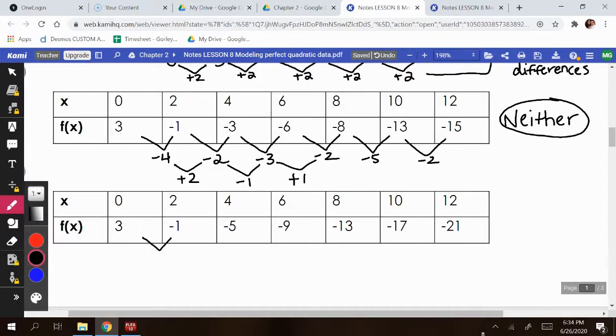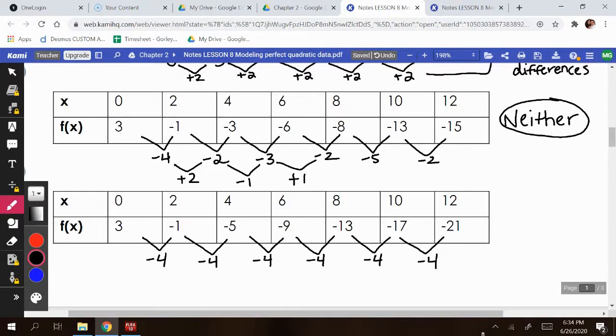How do I get from 3 to -1? Or what is -1 minus 3? That is equal to -4, right? If I subtract 4 from 3, I get -1. Again, here I'd be subtracting 4 from -1 to get to -5. Here I'd subtract 4 to get to -9, subtract 4 to get to -13, subtract 4 to get to -17, and subtract 4 to get to -21.